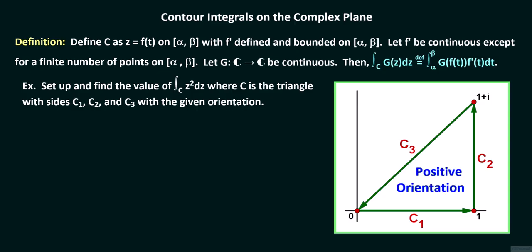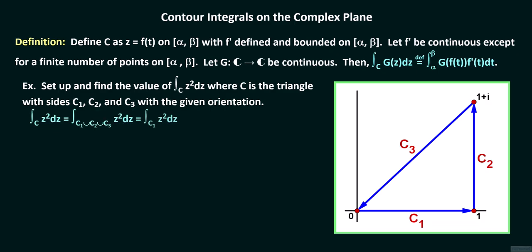To understand what positive orientation means, imagine a lizard or a gecko following the orientation of C as indicated by the arrows. If the gecko keeps the interior of C to its left as it follows the orientation of C, then we say that contour C is oriented positively. The contour integral of z squared along C equals the contour integral along C sub 1 plus the contour integral along C sub 2 plus the contour integral along C sub 3.